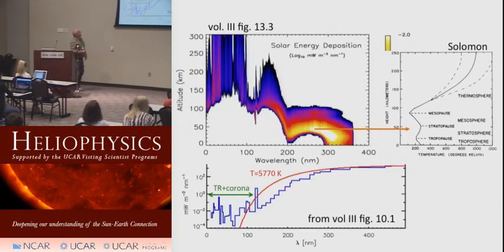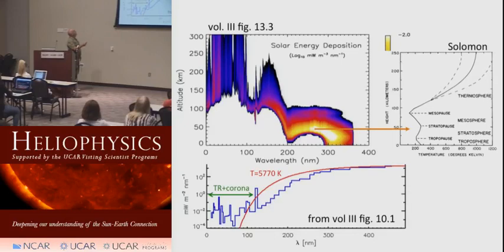Why is that? Here is certainly one of the most useful plots we have for this exercise, and it comes from volume 3. Now we have wavelength down here and height in the atmosphere here. In the color code, I've colored it up, but basically yellow is a high amount of energy deposition from the sunlight. And it falls off to purple, and white is virtually 0.